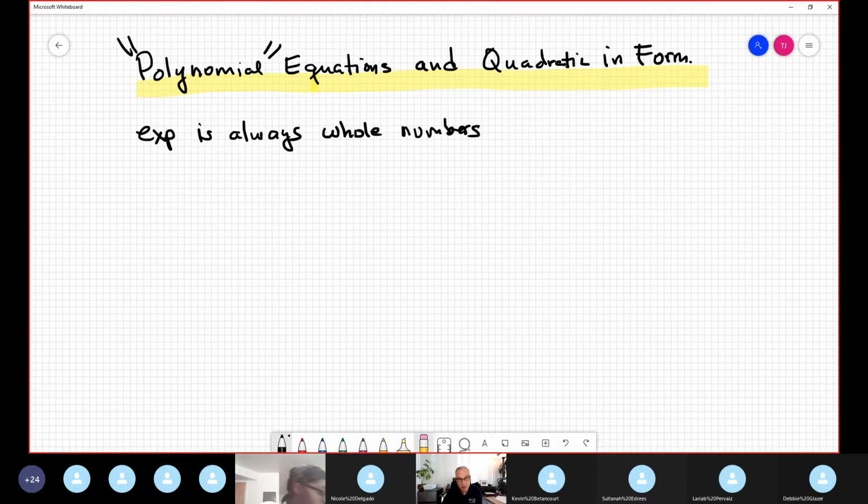Whole number means 0, 1, 2, 3. In other words, in easy words, no fraction, no decimal. Example 1.